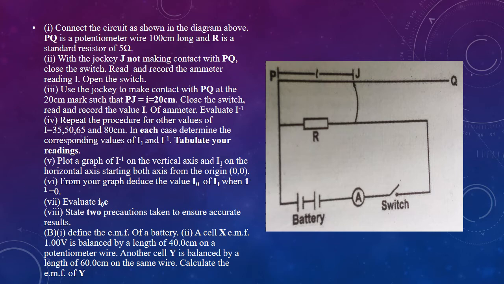Initially, we were to do 20, and we are also given others: 35, 50, 65, and 80 cm. We've already gotten our table. The next instruction says, tabulate your readings. So this is what we have discussed earlier, that from the instruction given to you, you can form your table of values and do the needful.